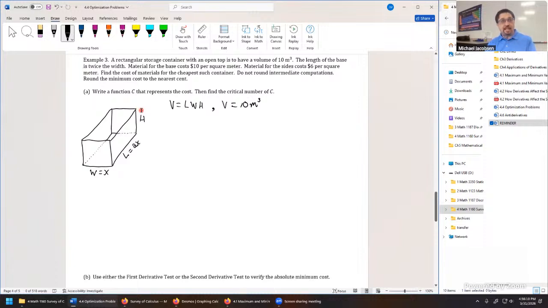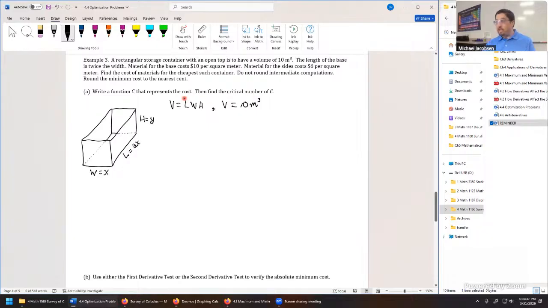Sadly, though, there's no way to relate the height with x whatsoever. There's only one sentence that gives a relationship relating the width to the length. So height needs a new variable. We can call it just, say, y altogether. So there's our rectangular storage container. Again, no idea what we're doing with this thing, but we have a constraint, 10 cubic meters.